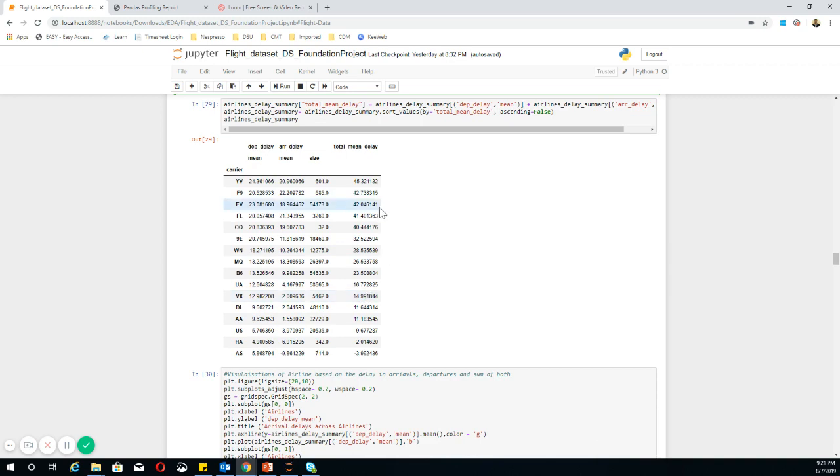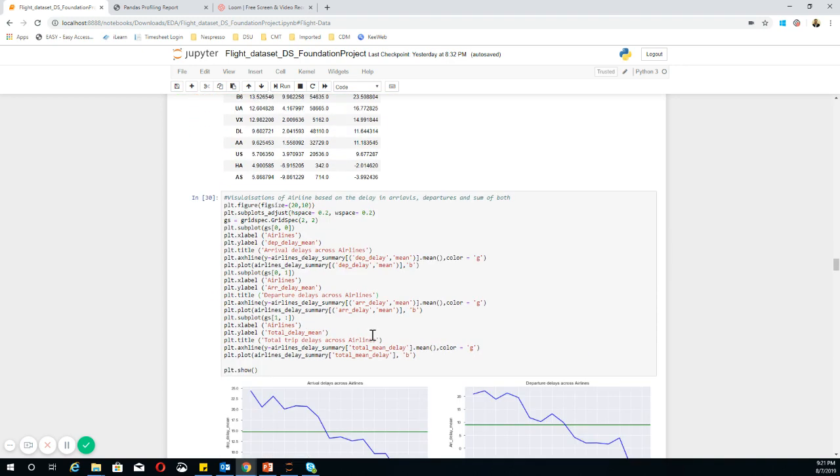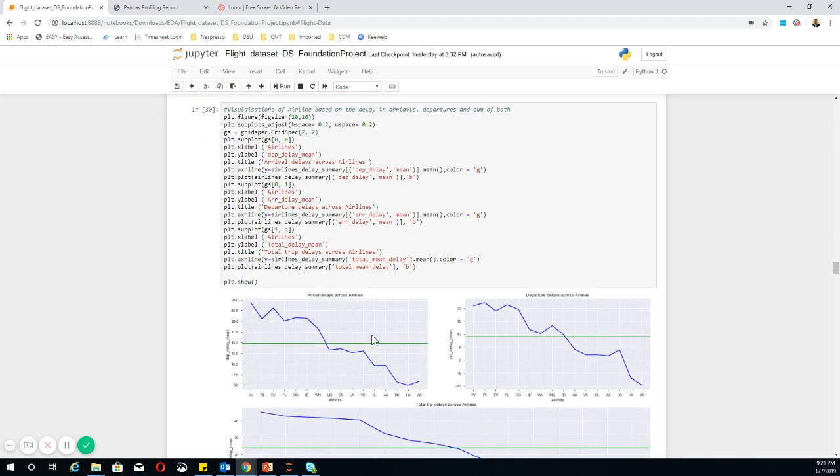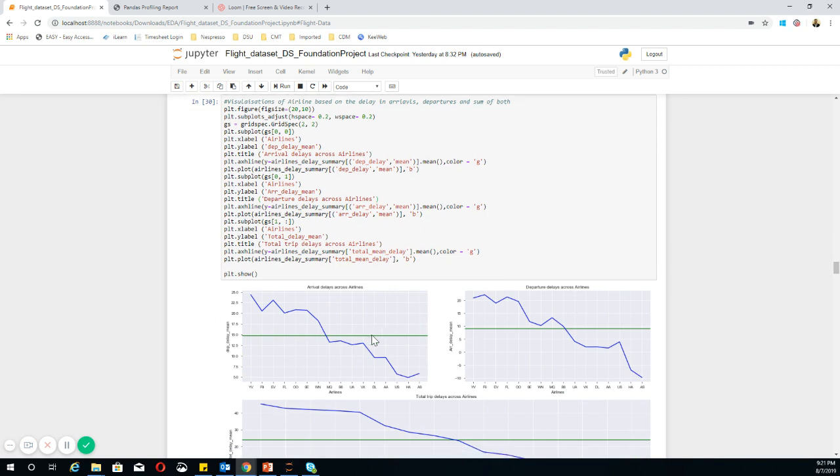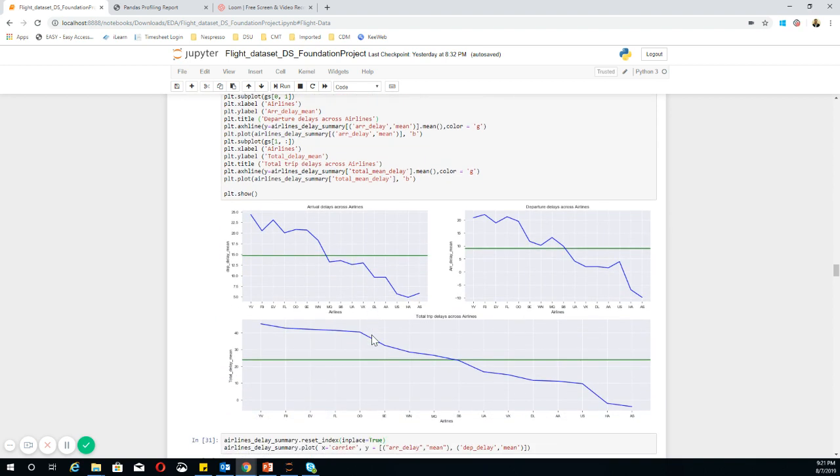There's a new column listed out here, and in parallel we have plotted these observations. We have seen that the mean values for arrival delays are nearly 15 minutes, whereas for the departure delays the mean delays are around 15 minutes, while the arrival delays are more like below 10 minutes.